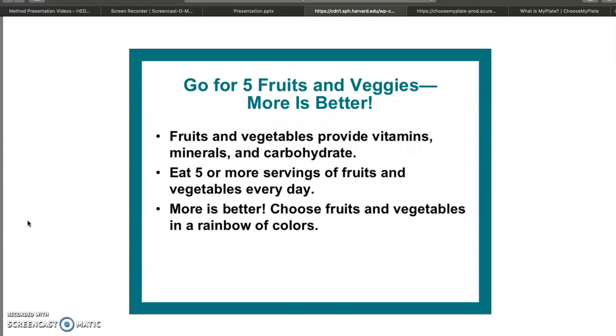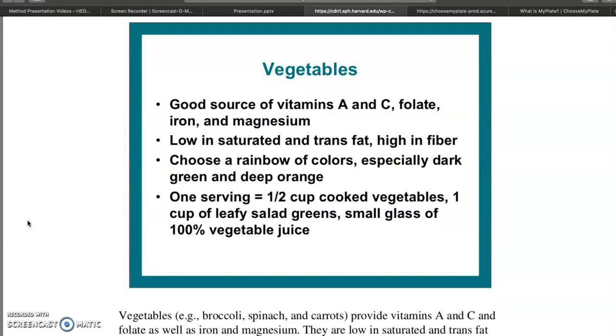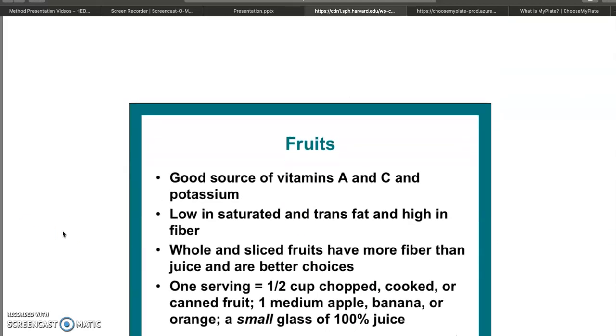For fruits and veggies, you want to have at least 5 servings of fruits and vegetables, a mixture of fruits and vegetables each day. So a serving of vegetables includes half a cup of uncooked vegetables, a cup of leafy salad greens, or a small glass of 100% vegetable juice. Nothing with a bunch of sugar in it.